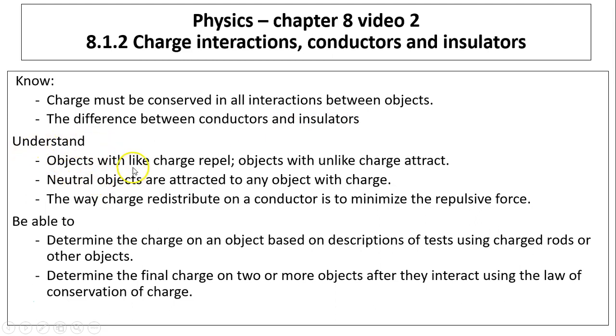You need to understand objects with like charge repel, and objects with unlike charge attract. Also, neutral objects are always attracted to any object with charge. That means neutral is attracted to the negatively charged object, and neutral is also attracted to the positively charged objects. Charge redistributes on a conductor to minimize the repulsive force. So that's the difference between conductors and insulators.